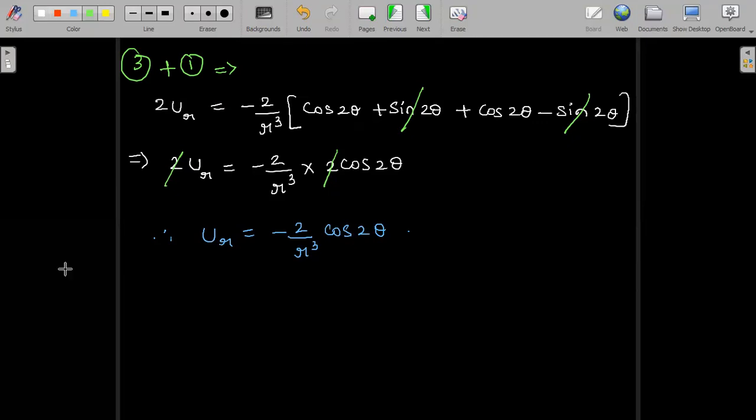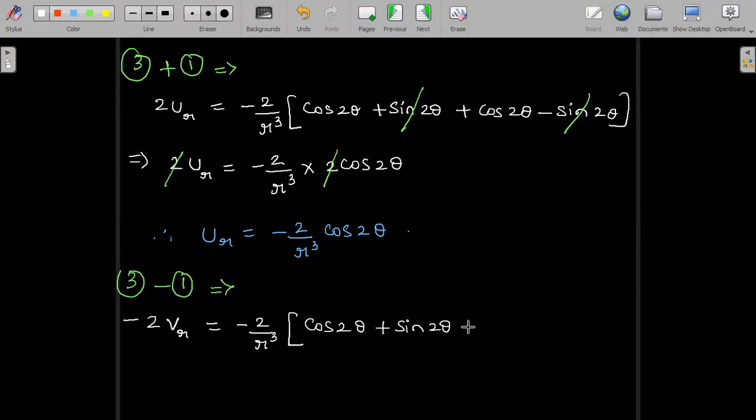Now similarly, let us subtract equation 3 minus 1. You can perform 1 minus 3 or 3 minus 1. So here I am performing 3 minus 1. So what do we remain when I perform 3 minus 1? It is minus 2 Vr is equal to, I'll retain the minus 2 by r cube as it is, which is common in both of them. And then equation 3 is cos 2 theta plus sin 2 theta, minus cos 2 theta plus sin 2 theta.